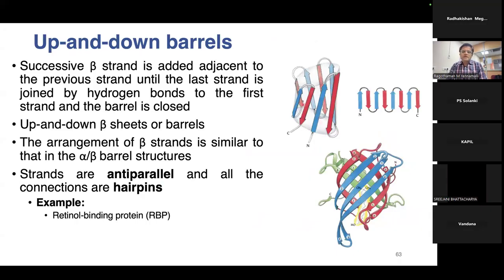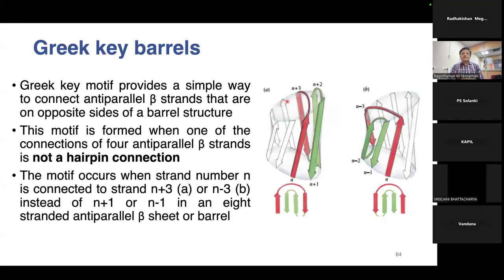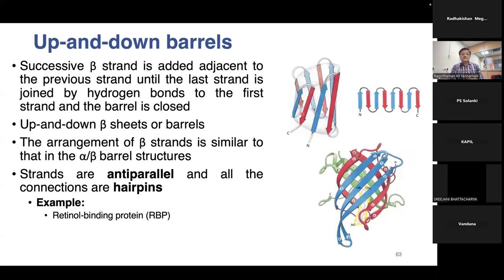Now, what you can see is you can have many different types of barrels because, unlike 4 helices, where the connectivity is not diverse, here in an up and down barrel, you can have many different kinds of connectivity between the beta strands. You can have connectivity like this, a Greek key barrel. So you have two Greek keys making a barrel, or it can be a barrel with a simple configuration, and you have an empty open space.